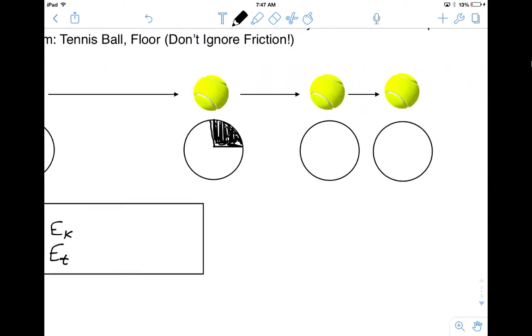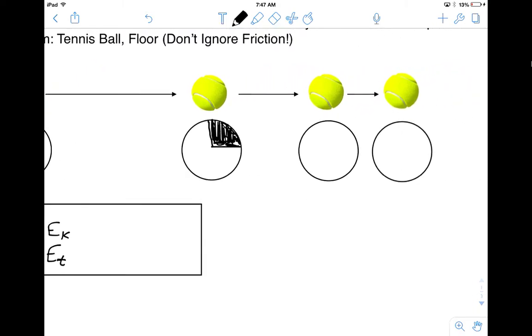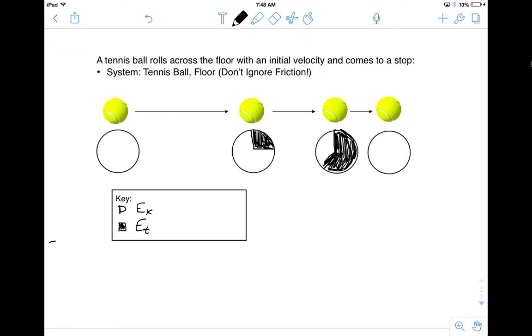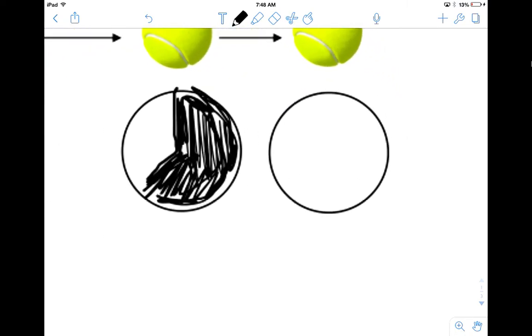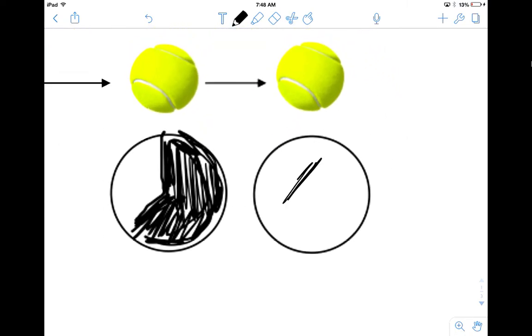Okay. Now for the third one, let's do even more of it. I know I saw some people do half. Let's do even more than half. And really, your proportions don't matter, guys, as long as I can clearly see that it's going from more kinetic to more thermal. And then finally, when the ball comes to a stop, remember this says comes to a stop, if this ball's not moving, then it must be all thermal energy.